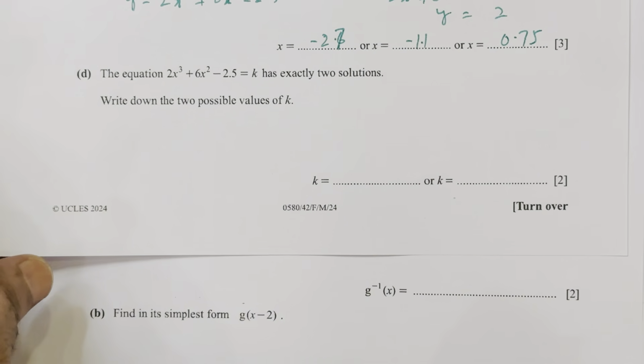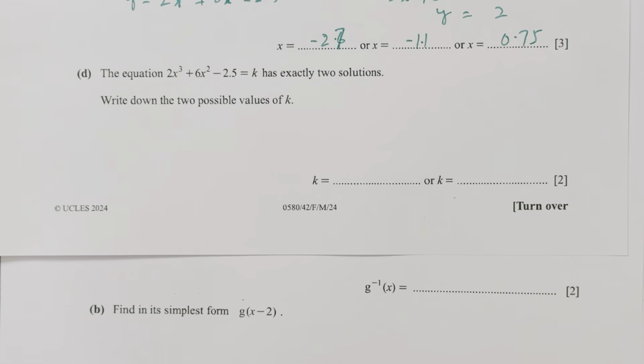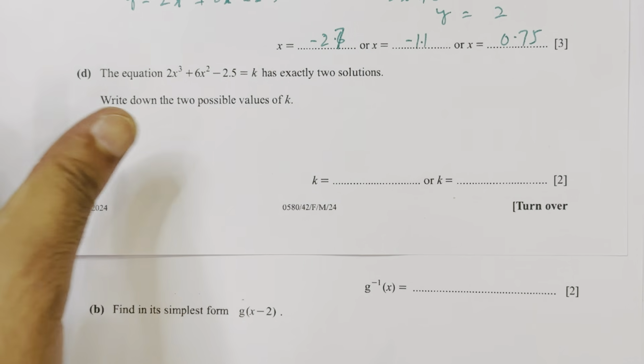Okay, the equation 2x cube plus 6x square minus 2.5 is equal to k has exactly 2 solutions. Write down the possible values of k. So we need to find the possible values of k, and we know that if it has 2 solutions, it would be like that.